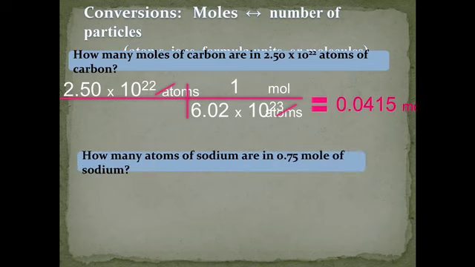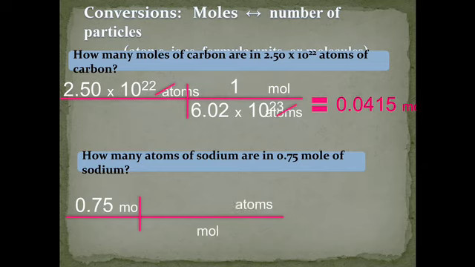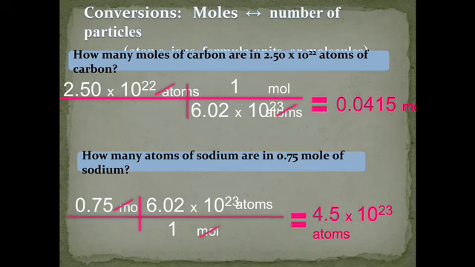Let's look at another practice problem. How many atoms of sodium are in 0.75 moles of sodium? I write my known from the problem. This time I have moles on top, so it needs to go on the bottom now, and atoms on top. 1 goes with mole, and 6.02 times 10 to the 23rd goes with atoms. My mole units are going to cancel. I multiply across the top and divide on the bottom, and I get 4.5 times 10 to the 23rd atoms.